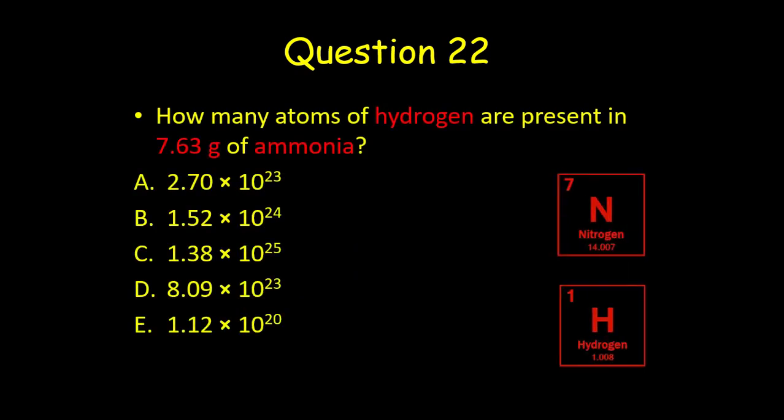How many atoms of hydrogen are present in 7.63 grams of ammonia? So first we need to find the molar mass of ammonia in order to solve this question. The choices: 2.7 times 10 power 23, 1.52 times 10 power 24, 1.38 times 10 power 25, 8.09 times 10 power 23, 1.12 times 10 power 20. Try to solve the question.